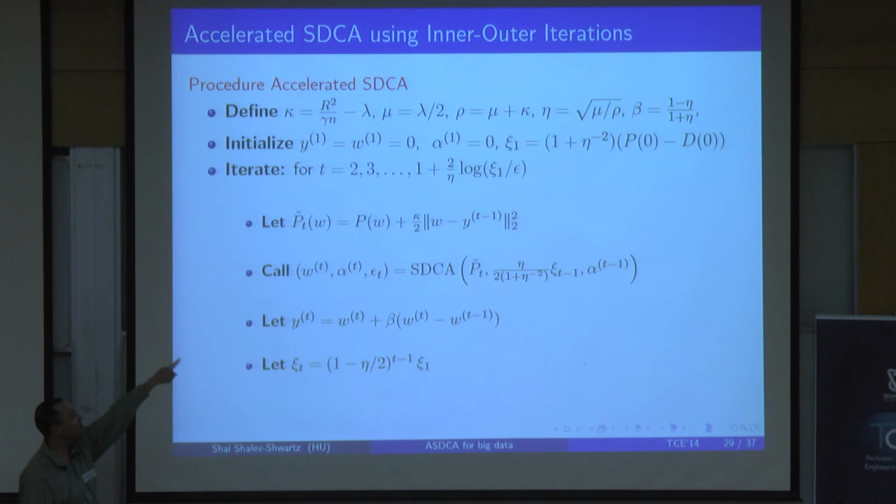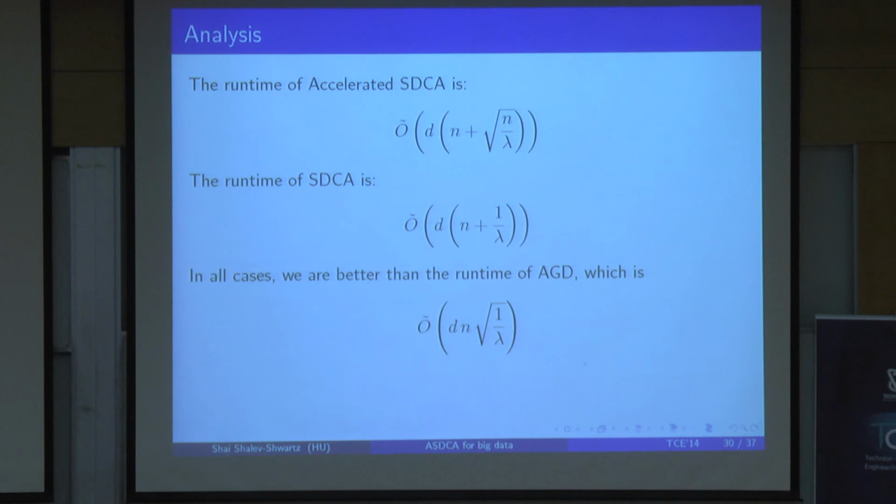And then you call SDCA on P tilde of w, which is exactly P of w plus regularization parameter kappa. And you regularize around the previous y. This is it. Okay? So it's quite easy. So what can we prove? The runtime of accelerated stochastic dual coordinate descent is now n plus square root of n over lambda.